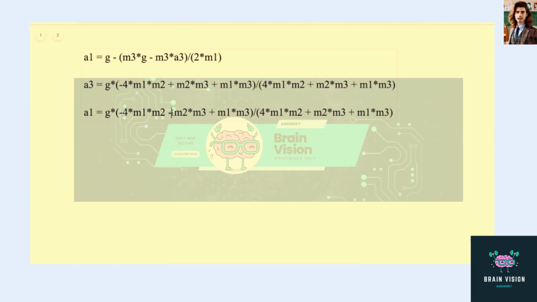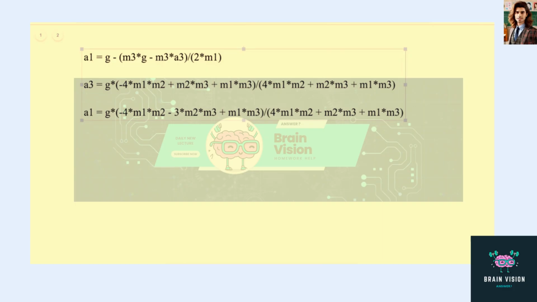Instead of just plus 1 here, we're going to end up with a minus 3 times M2, M3, and then M1, M3 here. And then everything else is going to be the same. So again, messy, but we end up with our answer here.